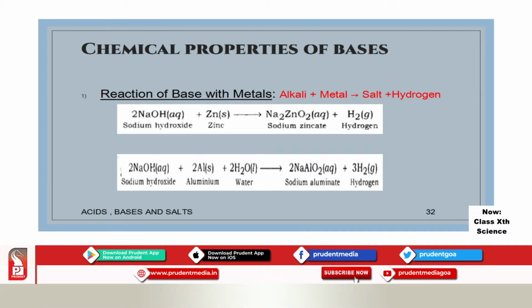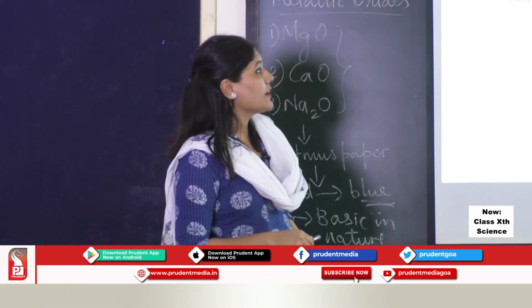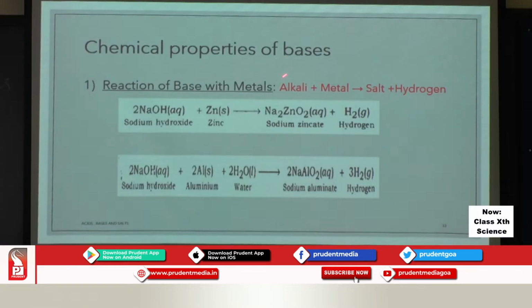Those bases which are water soluble are called alkalis, hence I have written alkali over here. Alkali reacts with metal to give you salt and hydrogen gas is released in the equation. So you see, the properties of acids and bases are similar, but just that they are opposite. What is happening over here? You are taking the base sodium hydroxide and you are reacting it with a metal. What are you getting? You are again getting a salt, which is sodium zincate, and hydrogen gas is evolved in the reaction.